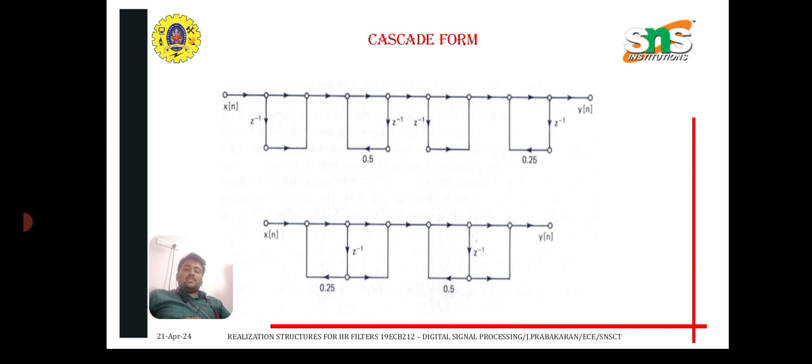You can see the diagram. First one is H1 of z and another one is H2 of z. Total transfer function is H of z. That means H of z equal to H1 of z and H2 of z. Direct form two realization is applied to both H1 of z and H2 of z, and finally we connect H1 of z and H2 of z in series manner, and we will get the cascade form.